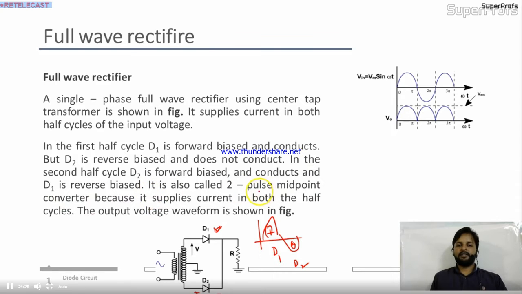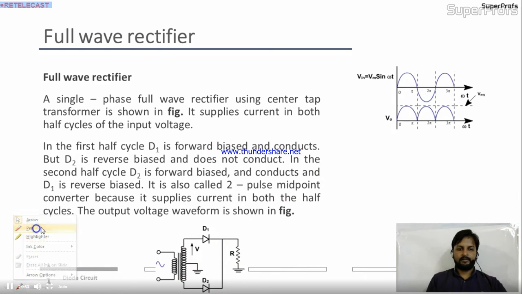It is also called a two-pulse midpoint converter because it supplies current in both half cycles. In both half cycles, this device is producing or supplying the current. That's why we are getting the full wave output. The output voltage waveform is shown in figure C like this.